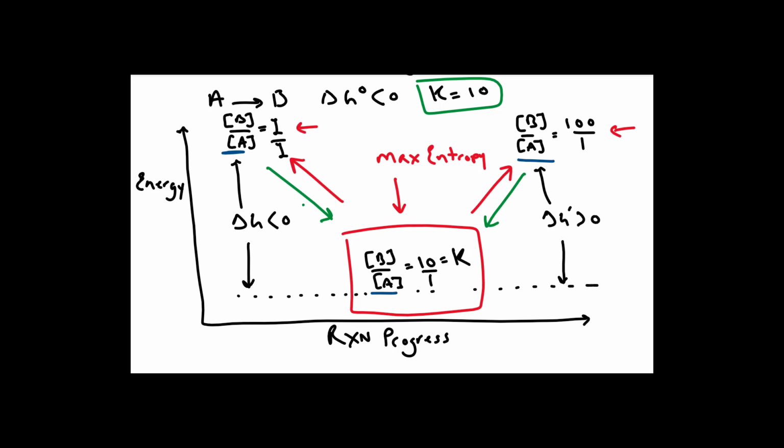And every reaction will have an equilibrium constant associated with it. And you can't mess with that. That is the equilibrium state for that reaction. And of course, if you know the equilibrium constant, you know the delta G standard. And if you know the delta G standard, you know the equilibrium constant.